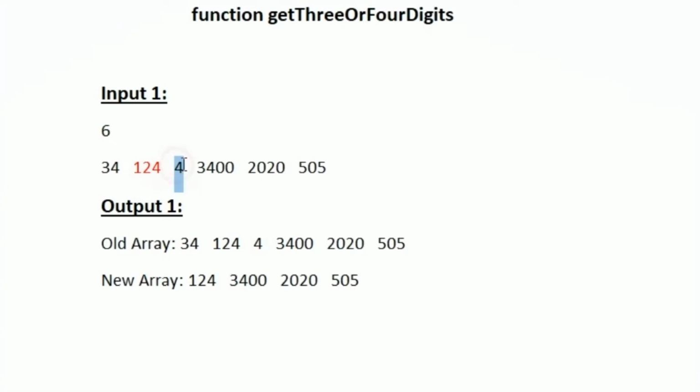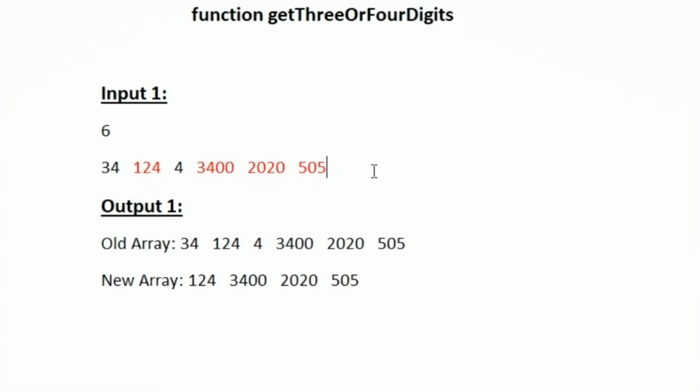And then the third integer is 4, so it has only 1 digit, so it is not valid. The fourth integer is 3400, so it has 4 digits, so it is valid. The fifth integer also has 4 digits, so again it is valid. And then the sixth integer has 3 digits, so again it is also a valid integer. So out of 6 integers we are able to find 4 valid integers, that is, 4 integers which have either 3 or 4 digits.